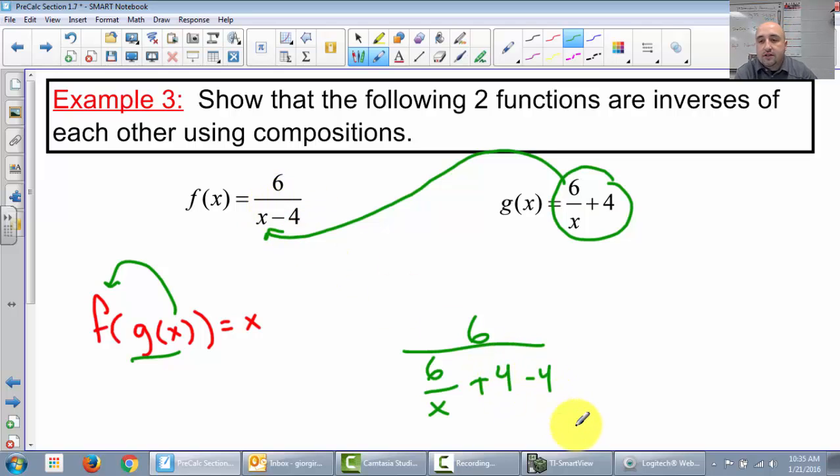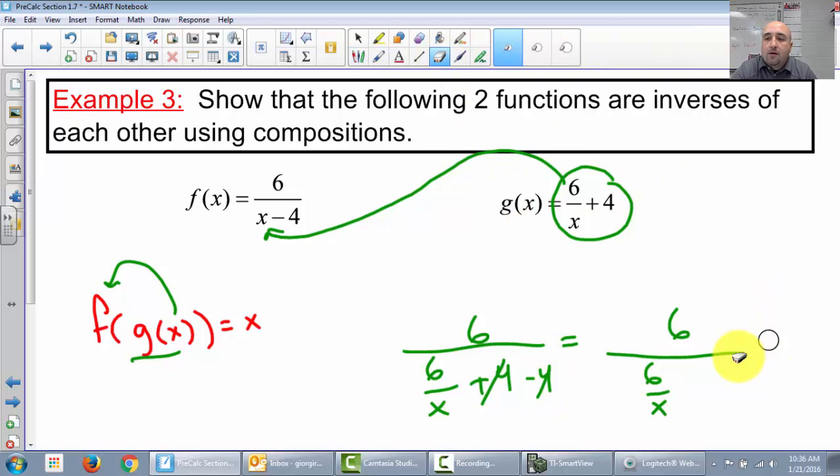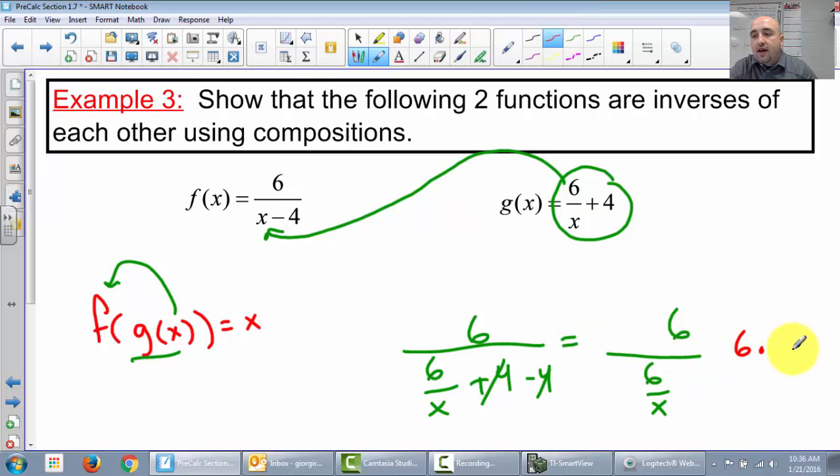All right, so let's see what this is equal to. Let's simplify. So 6 over 6 over x plus 4, and what's positive 4 minus 4? Those cancel. So I'm left with 6 over 6 over x. When you divide by a fraction, that means you need to multiply by the reciprocal. So 6 times x over 6. 6's cancel. I'm left with x. So we just showed that f of g of x is equal to x.